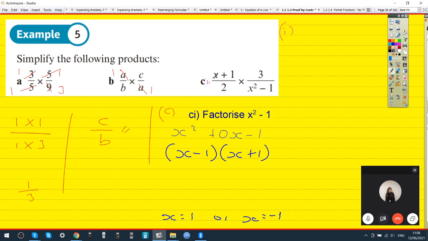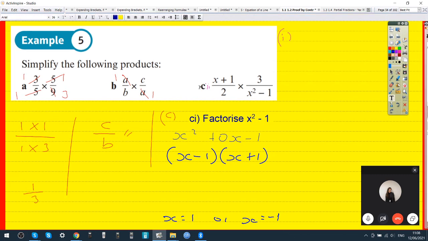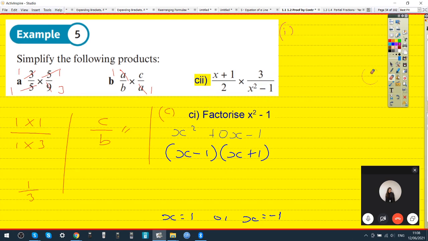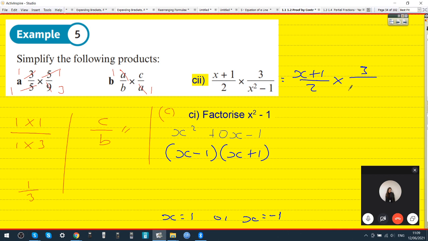Okay, how do we do C part 2? This one up here, the one on the left, the original one. So we have the fraction on the right, 3 over, and then the factorized answer we got. Another way to write x squared minus 1 is x plus 1, x minus 1. What do you do then?